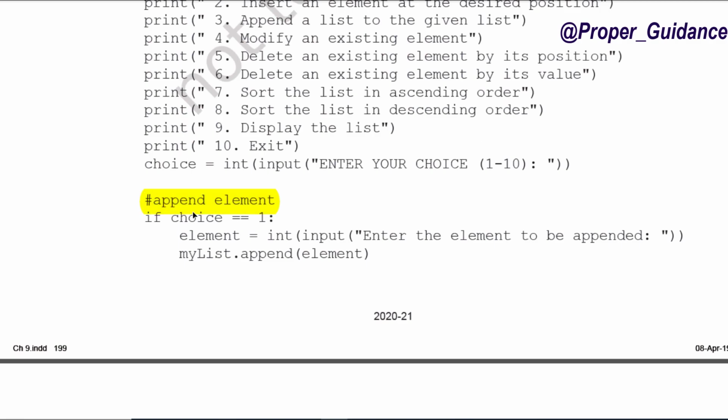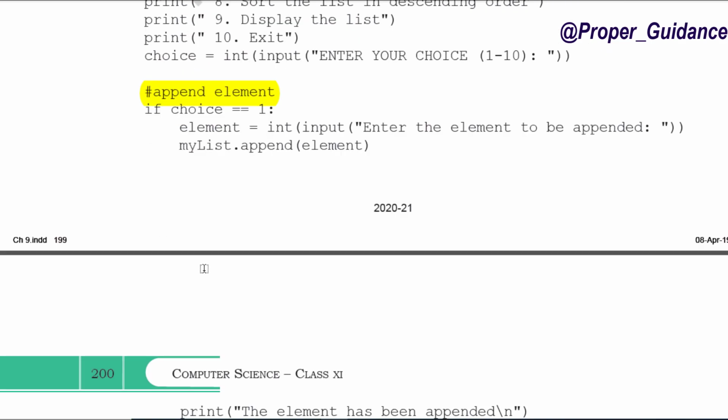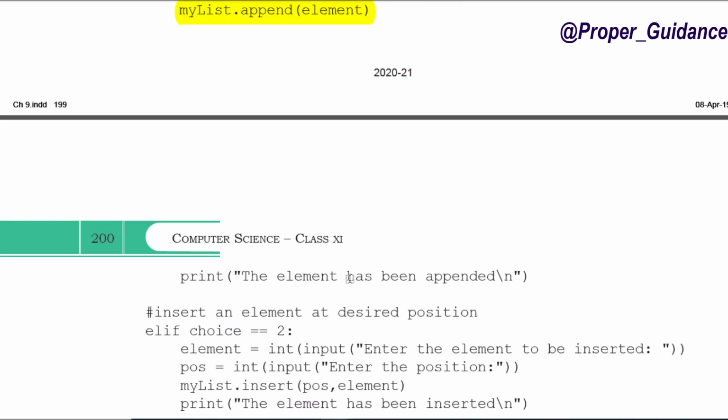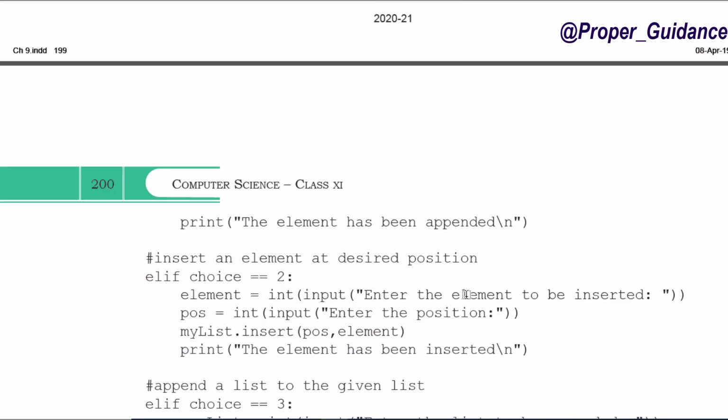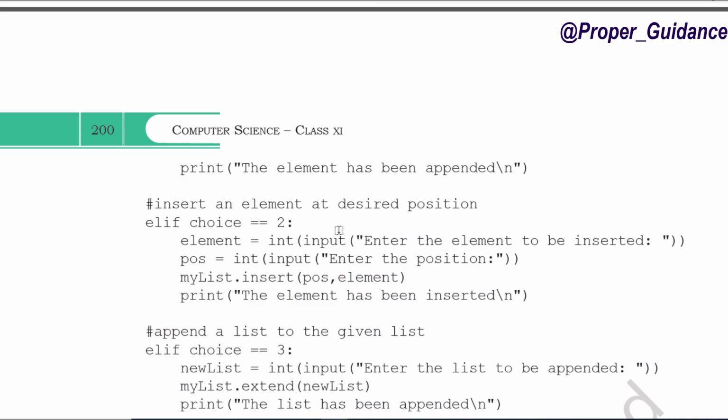This is the comment line, okay? If choice equals 1, element equals int input, enter the element to be appended, mylist.append(element). This is the main point. The main thing is mylist.append(element), and print that the element has been appended. Clear?